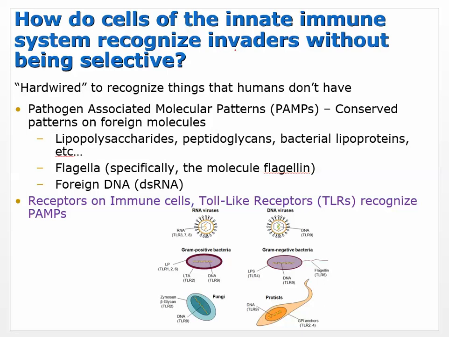So how do cells of the innate immune system recognize invaders without being selective? So how do they know? How do they know this is a bacteria and not one of my cells or your cells? How do they know that it's one of your cells and not my cells?